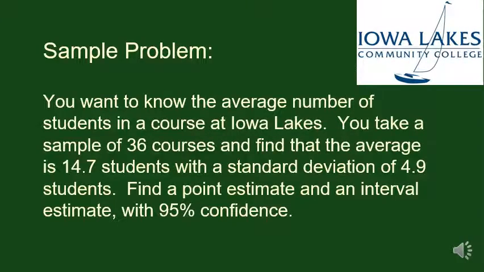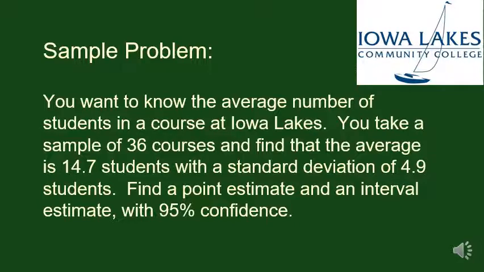We looked before at problems where we were estimating percentages, but it's much more common to estimate averages. And a typical problem might look something like this. It says you want to know the average number of students in a course at Iowa Lakes. You take a sample of 36 courses and find that the average is 14.7 students with a standard deviation of 4.9. Find a point estimate and an interval estimate with 95% confidence.